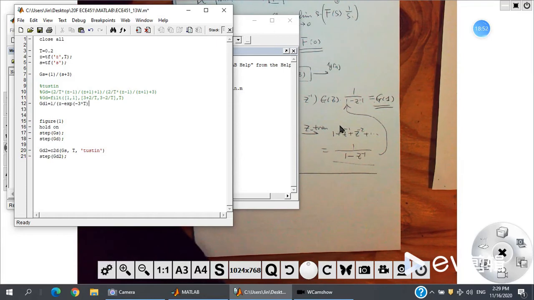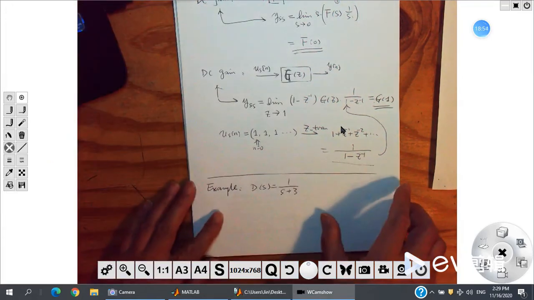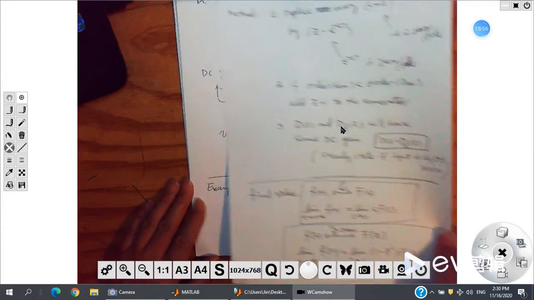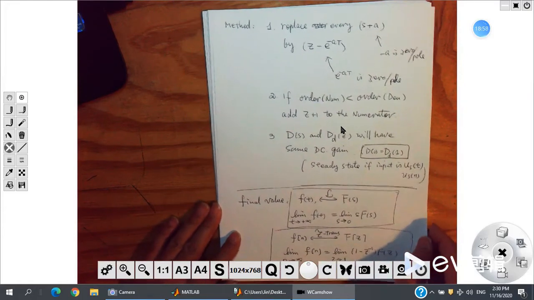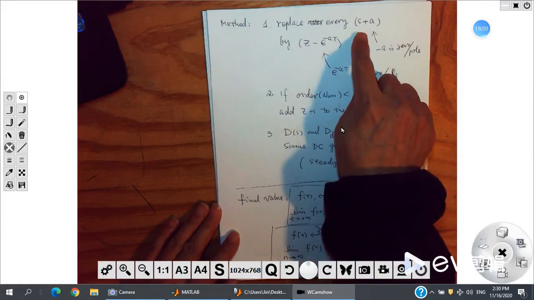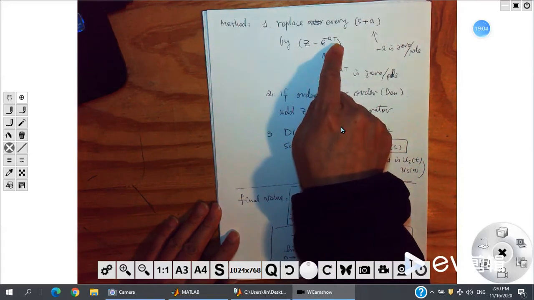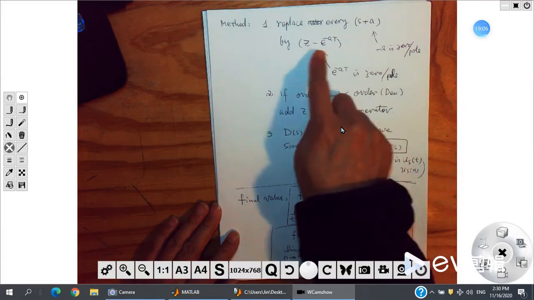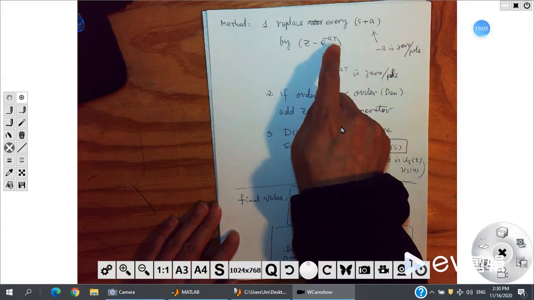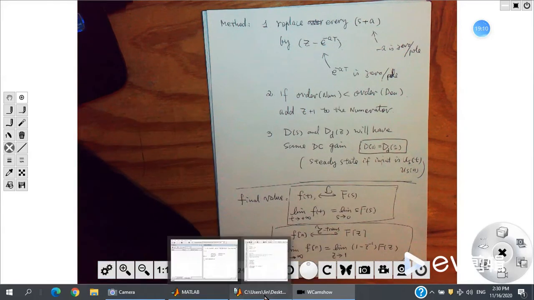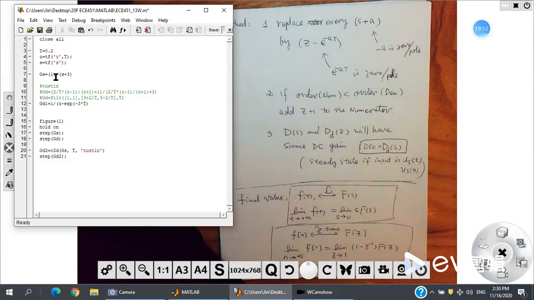Am I good? The formula. So s plus a is replaced by z minus e to the negative at. So now it's plus 3, so here is z minus e to the negative 3t. Okay. Now a is 3. A is here. A is here. Okay. So I have GD.